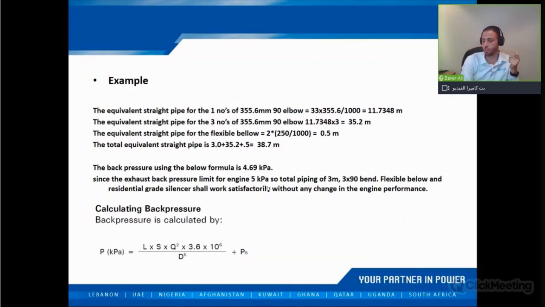If you look at the data sheet for this engine, the exhaust back pressure limit for this engine is 5 kilopascal, and we get from our exhaust system 4.69. So the 4.69 is below the maximum limit. Since the exhaust back pressure limit for this engine is 5 kilopascal, and the total piping of 3 meters with 3 elbows and the flexible bellow gives 4.69, with the residential grade silencer, this engine shall work without any change in performance. And the exhaust back pressure is acceptable.